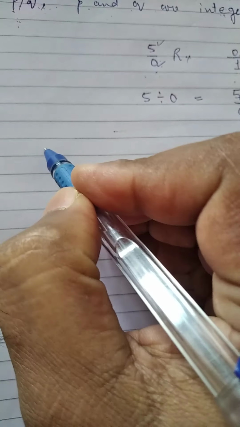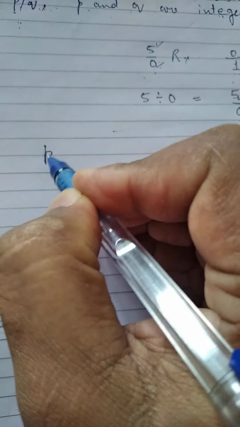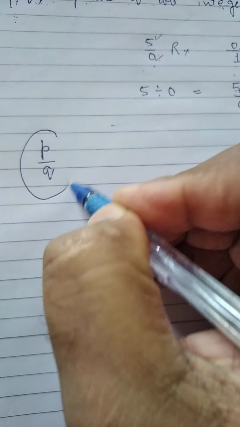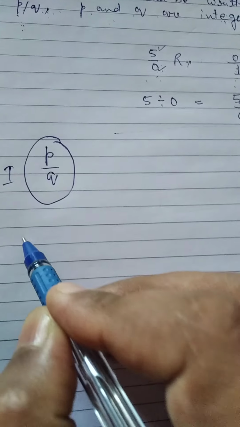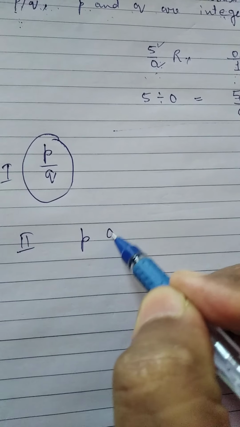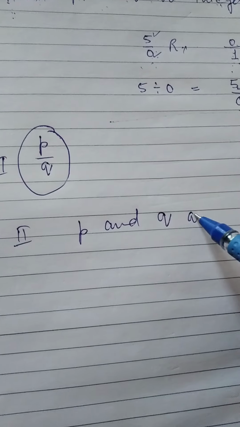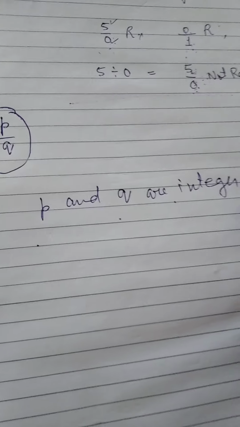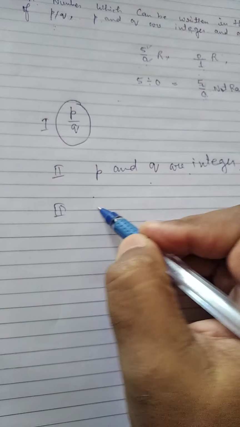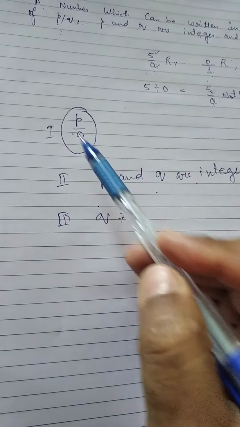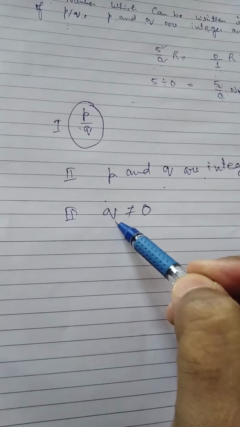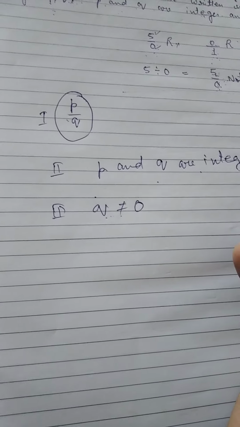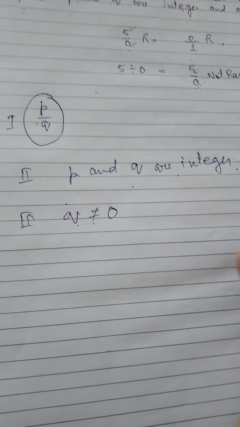How can you remember this definition? There is no need to learn this definition like in other subjects. Just write it down in a simple way. A number which can be written in the form of p upon q. This is the first condition. Second condition, you can write p and q are integers. So just remember p and q both should be integers. And the third condition, q not equal to 0. These three conditions are very necessary to judge or to recognize whether a number is a rational number or not.